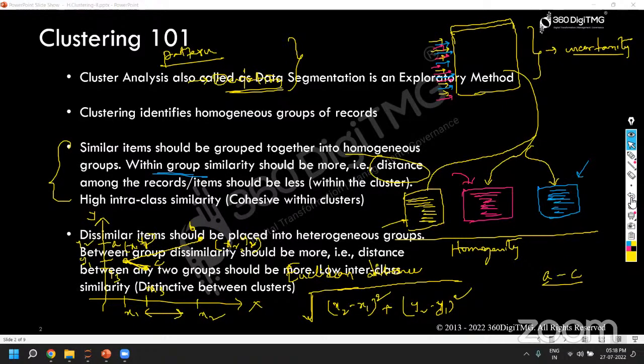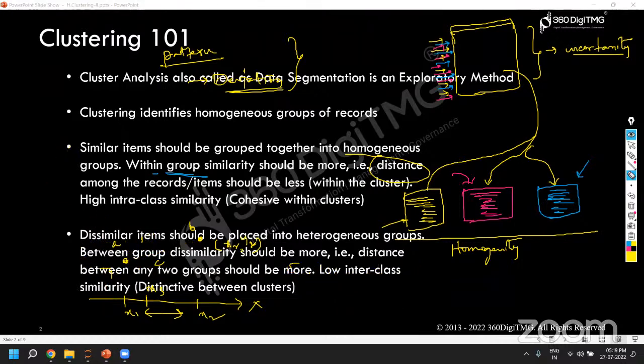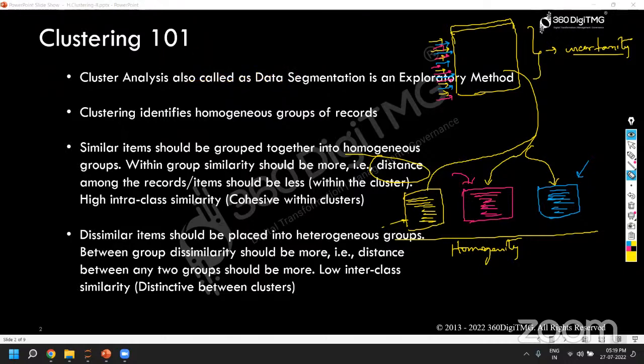Again, if I go back to the drawing, if I erase all this, you can see the colors here. So if you look at the three boxes here, yellow, blue, and pink. Within yellow, you should have all yellow records. Within pink, all pink. Within blue, all blue records. So that is your homogeneity or homogeneous. The second point that we are also talking about here is the heterogeneity.